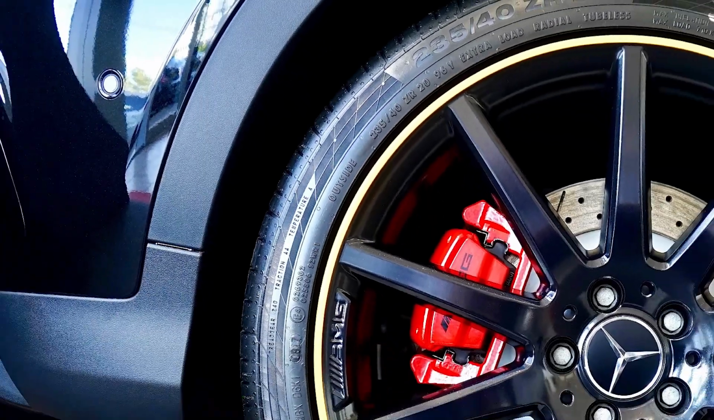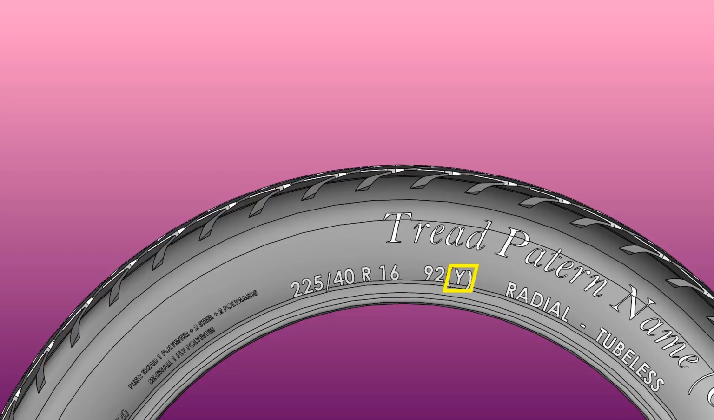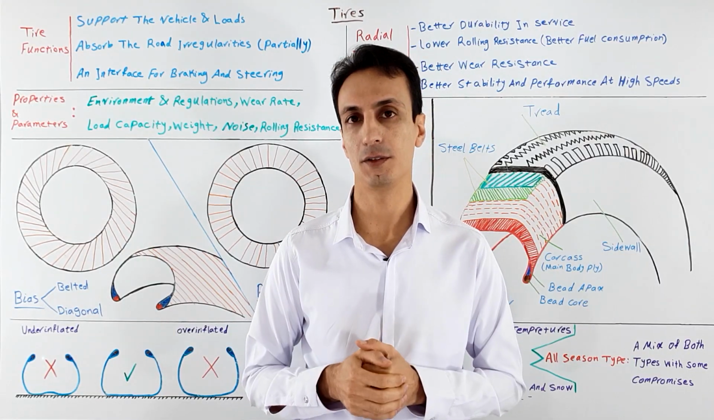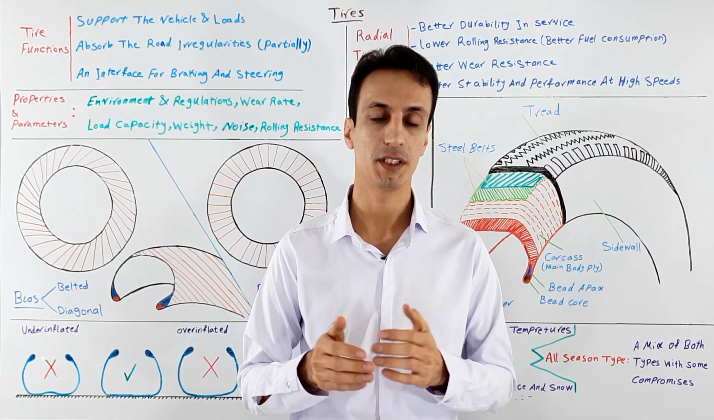And if you see Y in brackets, it means that the tire has a maximum speed of more than 300 kilometers per hour.